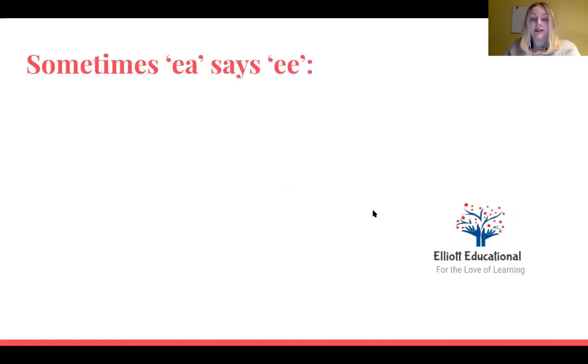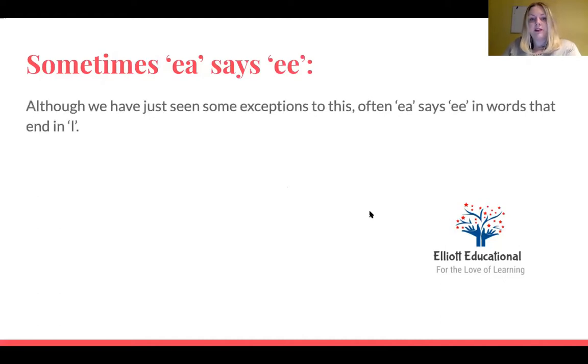So sometimes, as those last two examples have shown us, E and A in English can also say a longer E sound, or we might say they say the name of the letter. That might be how we would teach this if we were teaching young children to read, for example. So although we've just seen some exceptions to this, often words where the E and the A make the E sound are words that end in L, for example. So we have meal, steal, real, deal, seal.